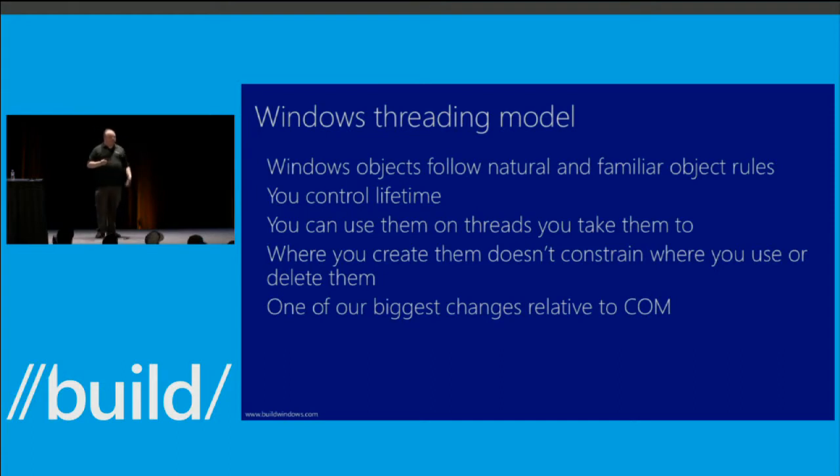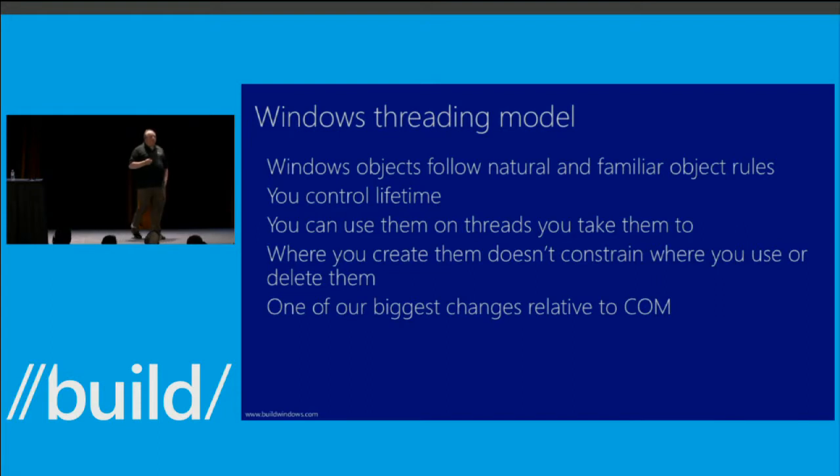Obviously, UI objects are special. UI objects live only in the UI threads that they live in, and they're designed to only live there for reasons I will go into more later. But where you create a Windows Runtime object doesn't affect where you can use it, just like it doesn't for a C++ object or a C# object. Those things can be moved around to other threads. And this is one of the biggest changes relative to COM.